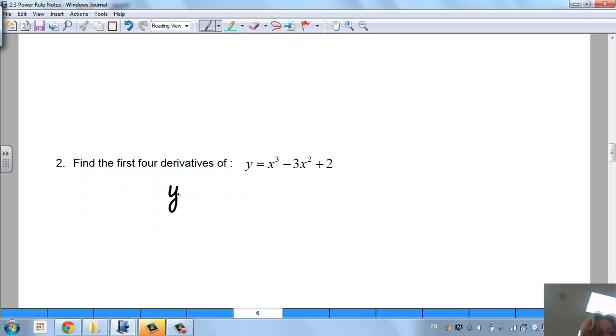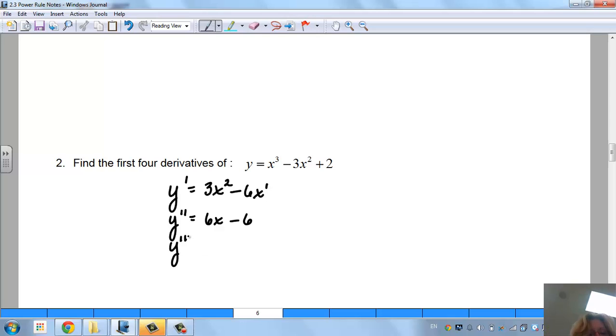So the first derivative, y prime, is going to be 3x, subtract 1 from the power. Then it's going to be minus 6x to the first plus 0, because the 2 is a constant. Now we're going to take the second derivative, so we're just going to look at this right here. So 2 times 3 is 6x, subtract 1, so this is the first power. And then minus 6, and then we're going to subtract 1, x to the 0, so that is our second derivative.